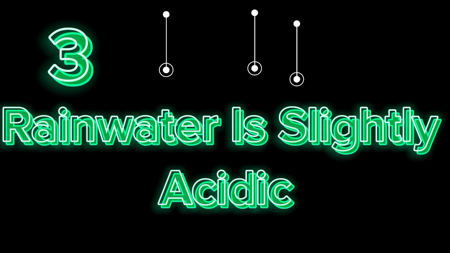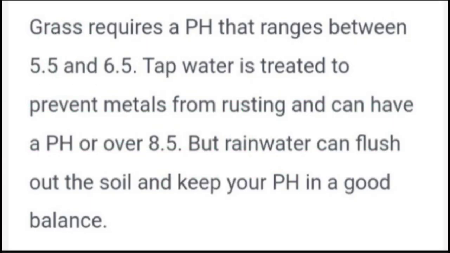Number 3. Rainwater is slightly acidic. Grass requires a pH that ranges between 5.5 and 6.5. Tap water is treated to prevent metals from rusting and can have a pH of over 8.5. But rainwater can flush out the soil and keep your pH in a good balance.